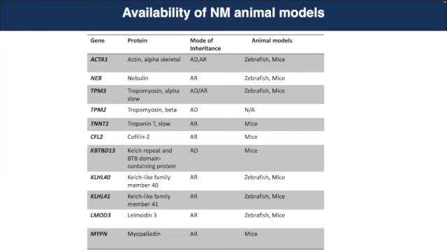So here is a summary of all the zebrafish and mice animal models that are available to do Nemaline myopathy research in different disease subtypes. We can notice this is one of the fields where we are lucky that we have so many animal models. We have either zebrafish or mice for almost all disease subtypes.